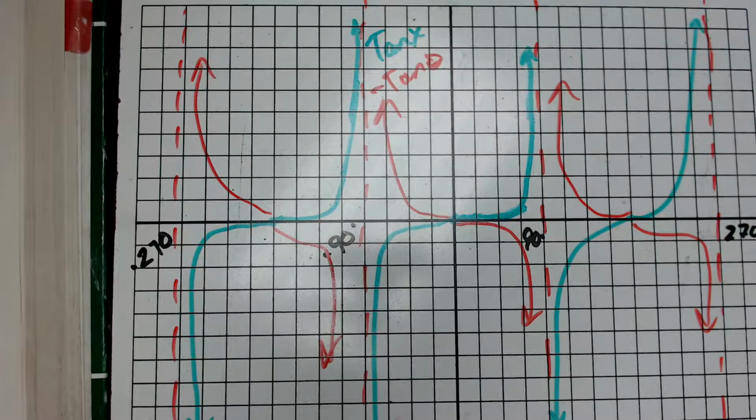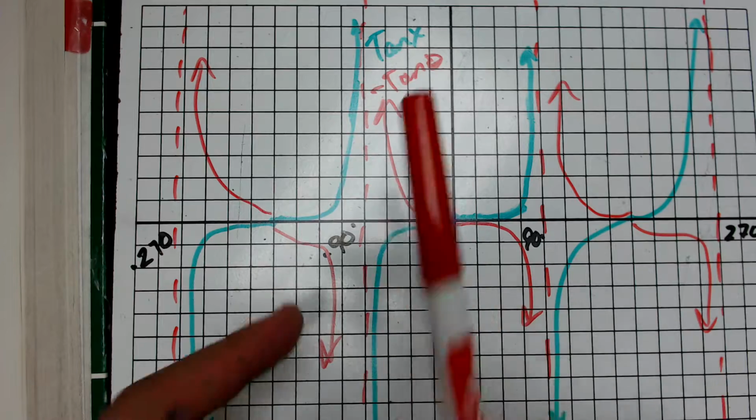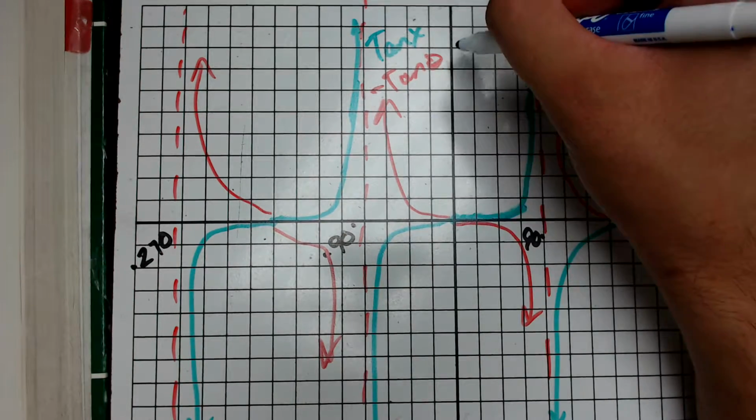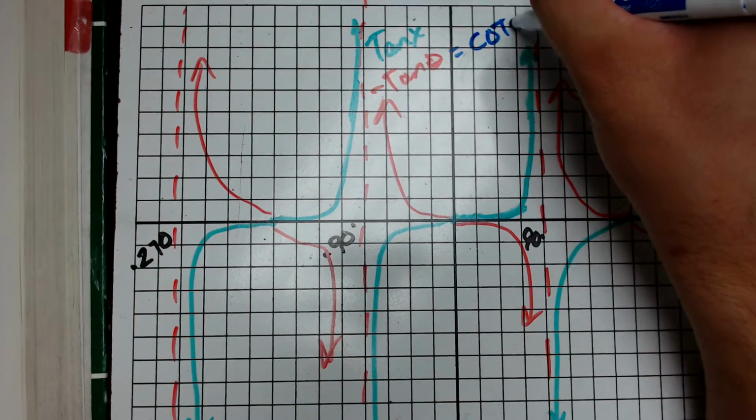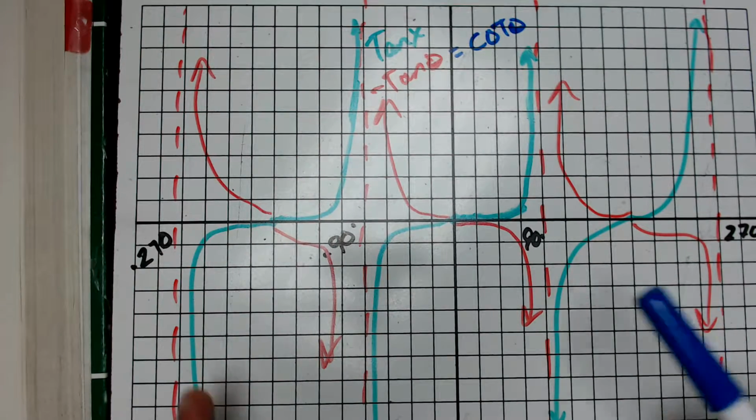Okay. What else do we have? Coincidentally enough, this negative tangent is also equal to the graph of cotangent. All right, so those are actually the exact same graph.